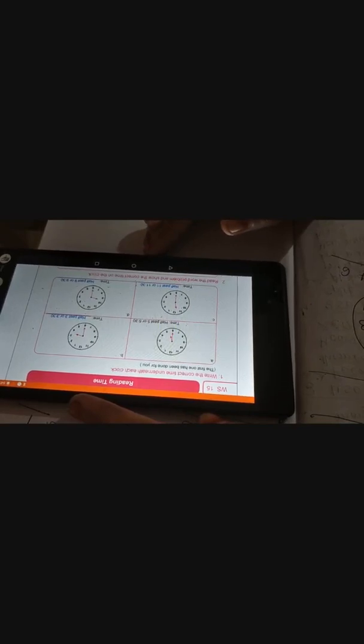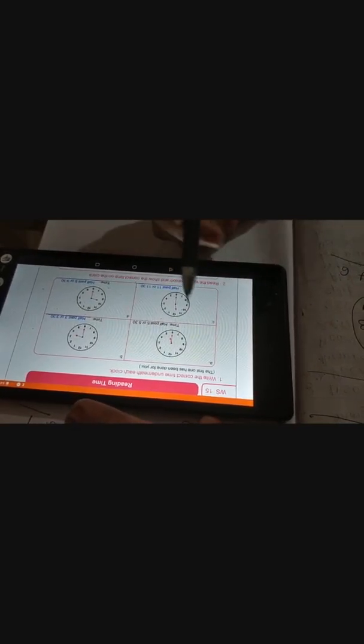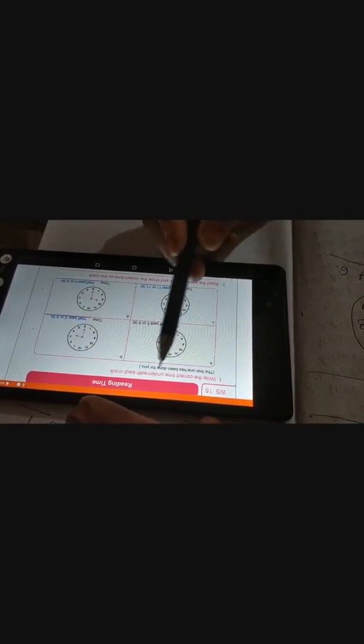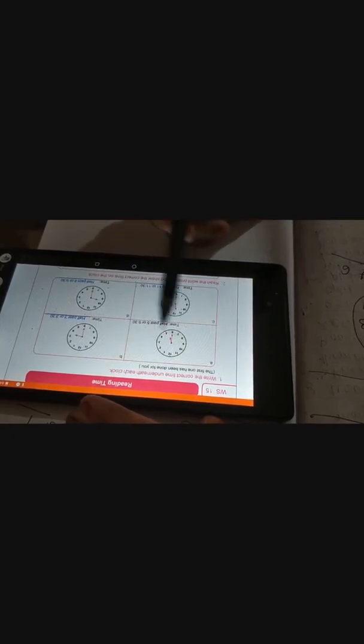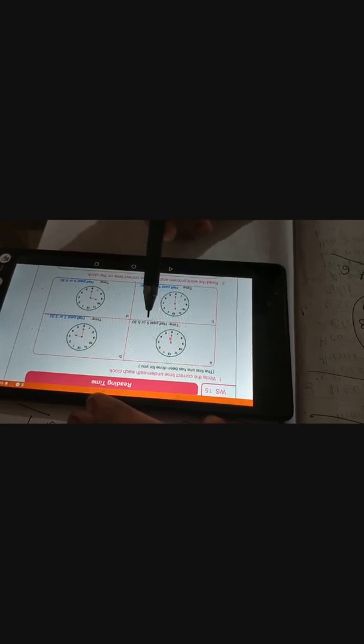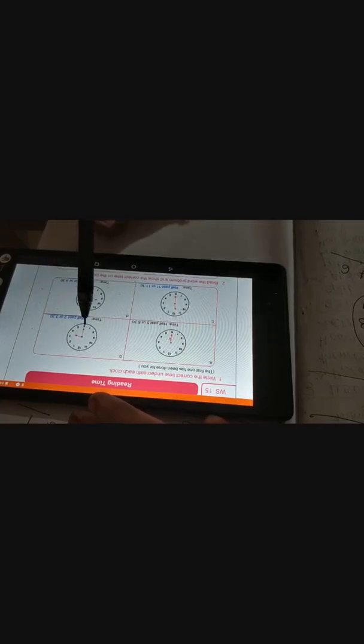In this reading time, students, we have to write the correct time under each clock. Here the minute hand is on 6 and the hour hand is between 5 and 6. So we have to write half past 5, otherwise we write 5:30. What do we have to write, students? 5:30.